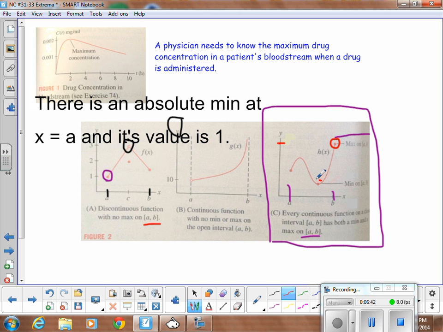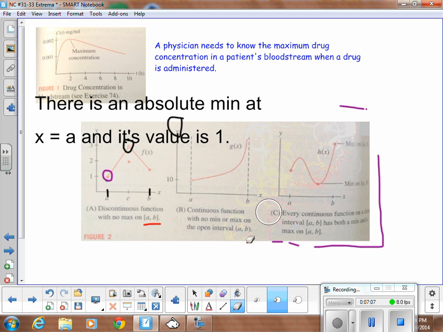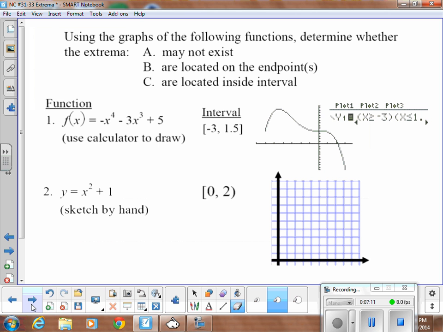There's also an absolute minimum. This is the lowest point on this graph. Where does it occur? It occurs somewhere here, whatever that x value would be. And what is its value? Its value is this y. Okay? So an absolute min occurs at an x, and its value is the y. So you want to remember that. So if it's a continuous function over a closed interval, it is guaranteed to have an absolute maximum and absolute minimum. So then we went ahead and we looked at some of these with the calculator.